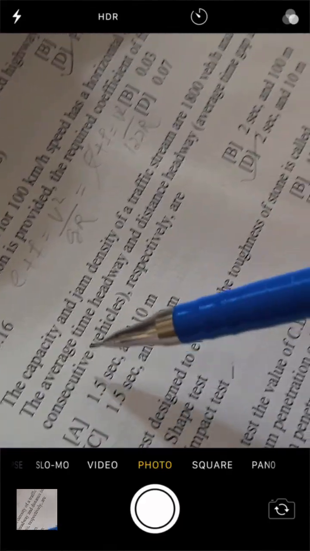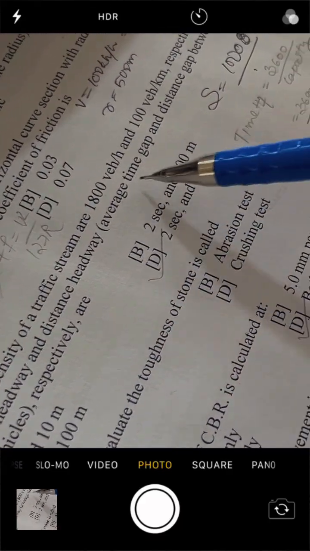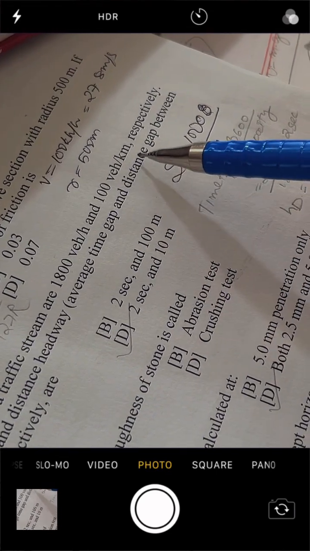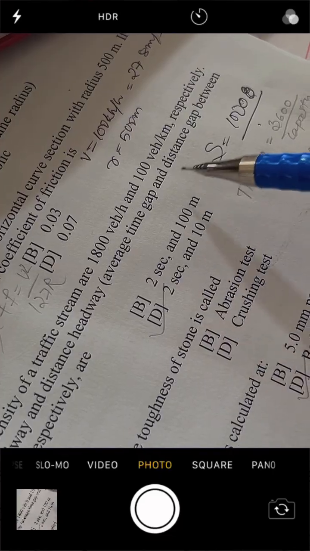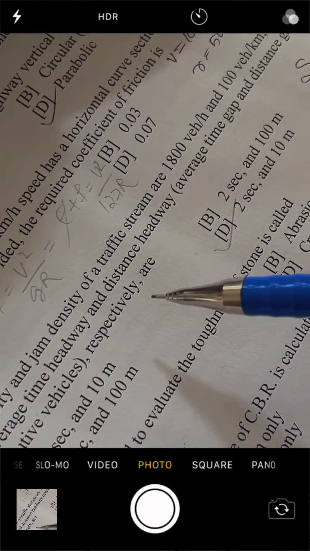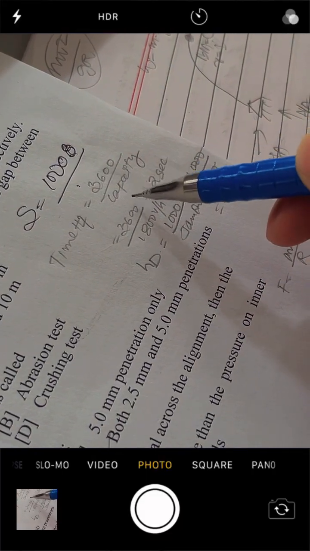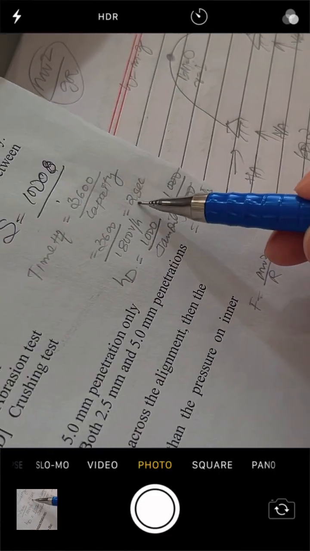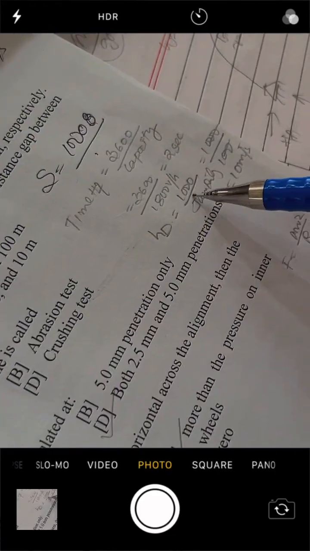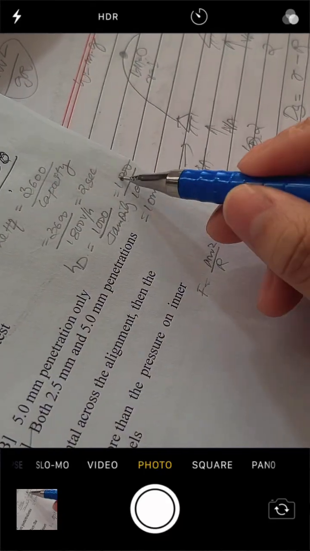And for the next question, number 18, the capacity and the jam density of the stream are 1800 vehicles per hour and 100 vehicles per kilometer respectively. The average time headway and the distance headway, average time gap and the distance gap between consecutive vehicles respectively are? You know that time headway is 3600 divided by capacity. So 3600 divided by capacity, which is my 1800 vehicles per hour, it's going to be 2 seconds. And for space headway, Hd is equal to 1000 divided by jam density. Jam density is 100 vehicles per kilometer. So 1000 divided by 100, it's going to be 10 meter. So our answer is going to be 2 seconds and 10 meter.